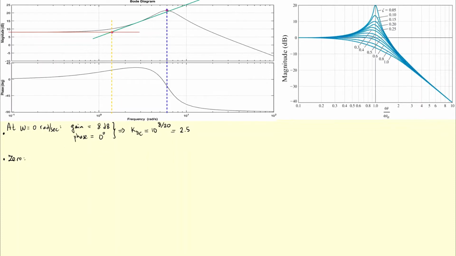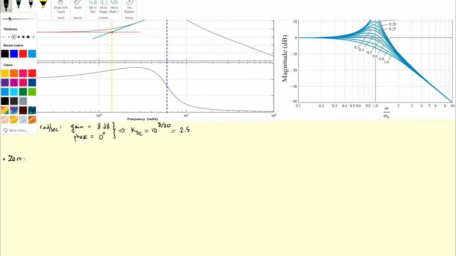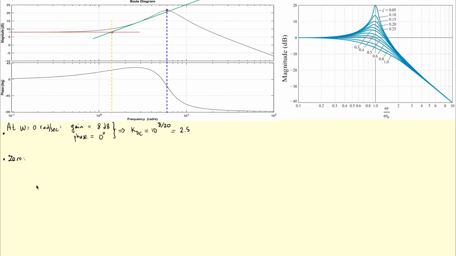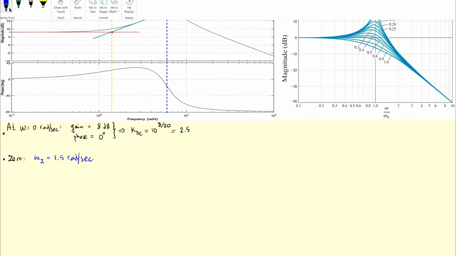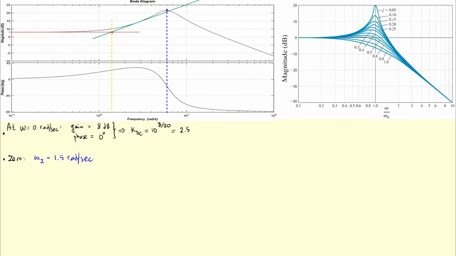So I can say the zero, omega z, we have estimated at 1.5 radians per second. That is our zero frequency, and we will use that in our transfer function. Now, if I move on and try to look at the quadratic term, the gain peaking.